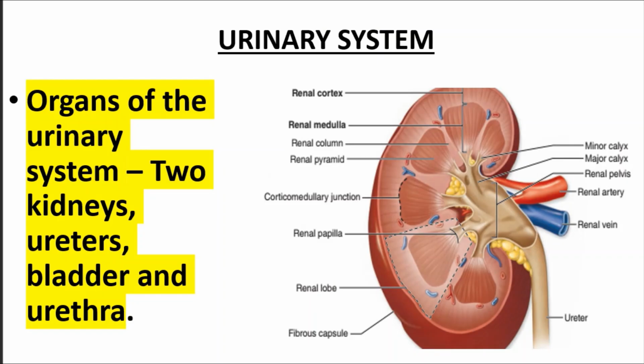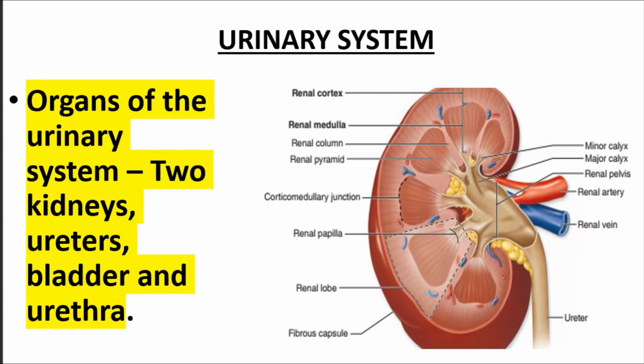All right, now the urinary system is a very unique system that is made up of the following organs. It's made up of 2 kidneys, 2 ureters, a bladder, and a urethra. Now, this schematic diagram here is the kidney. It is made up of the outermost structure known as the fibrous capsule.